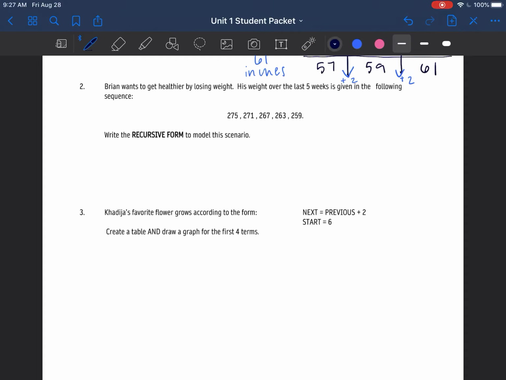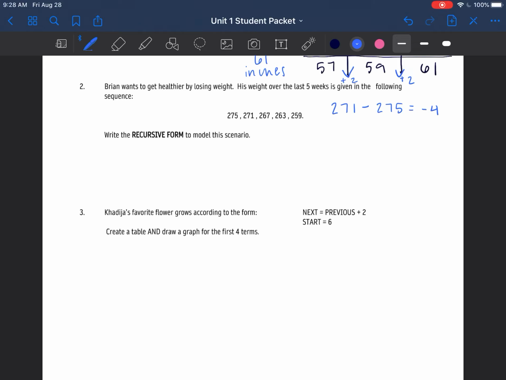So remember, in recursive form, we have 2 pieces we need to know. We need to know what the pattern is and where to start. So in looking at our numbers, some of you, again, might be able just to say, oh, I see how many that is decreasing by or how many it drops by. And some of you might need to use that routine of doing the second number minus the first number. So up here, I'll do that math. 271 is the second number minus the first number, 275, and that is negative 4.